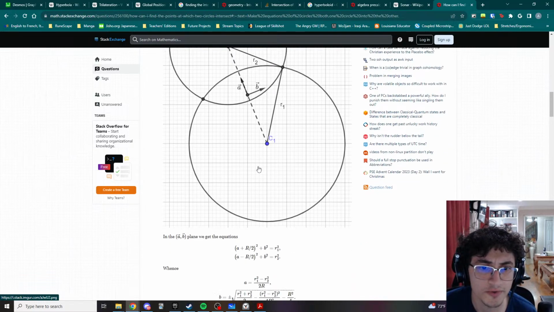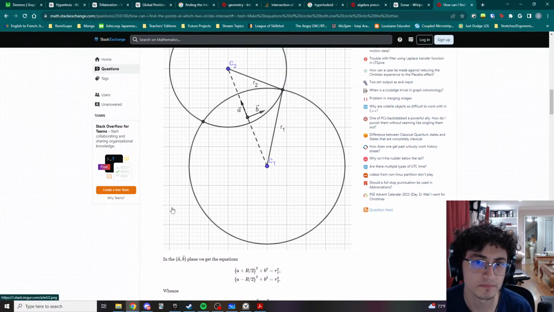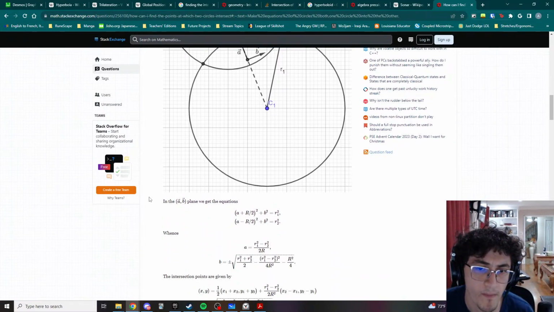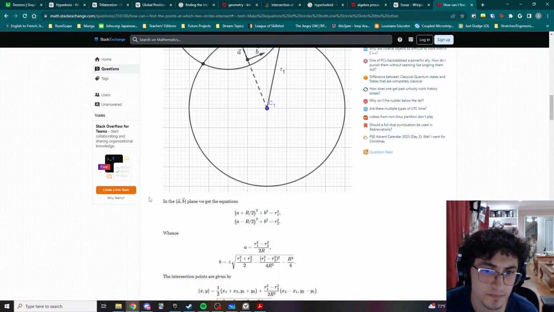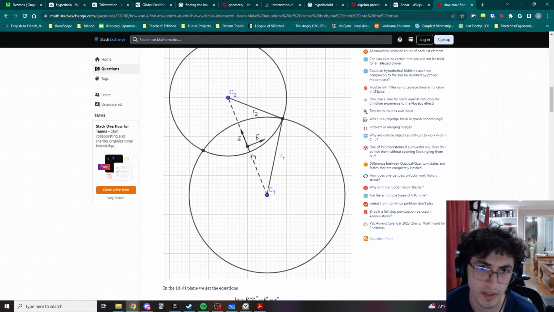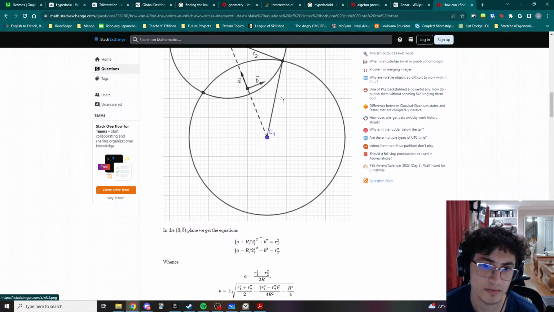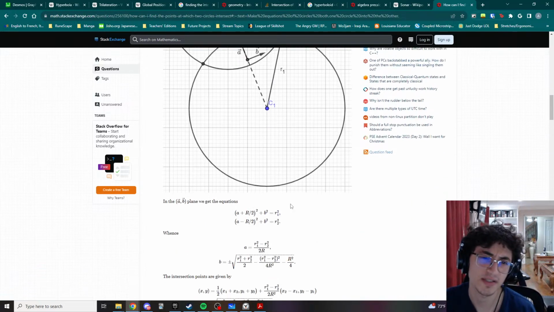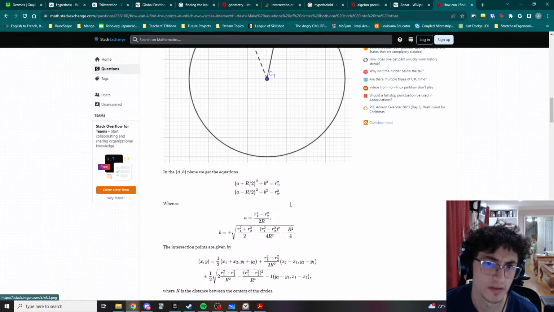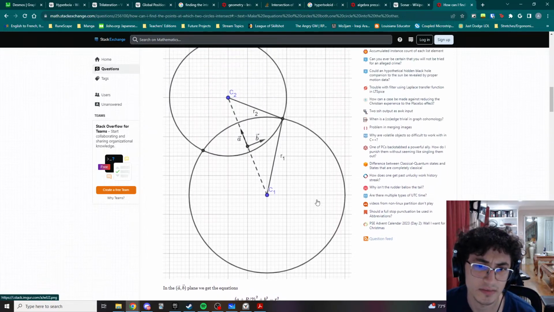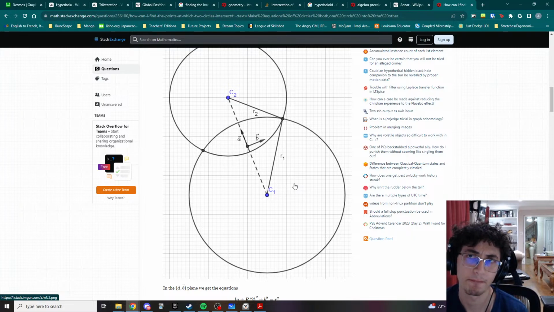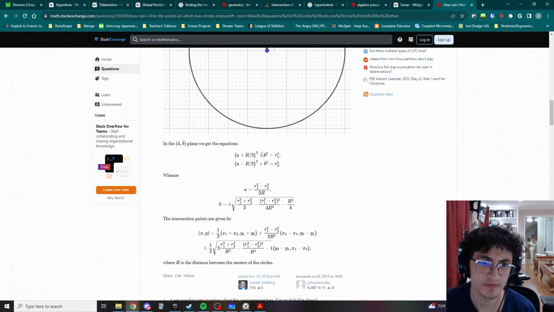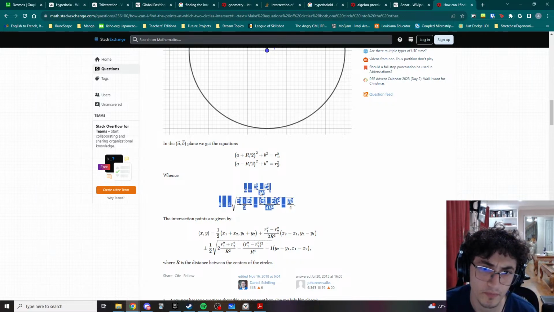Okay, sure. In the AB plane, we get the equations: A plus R over 2 squared plus B squared. So A plus half the radius, because it's halfway between already, squared plus B squared. Okay, so we just rewrite the equations of a circle. I'm not reading all that, but I believe you.